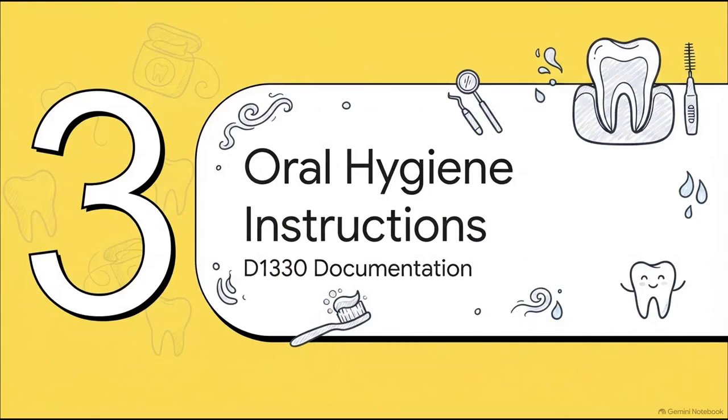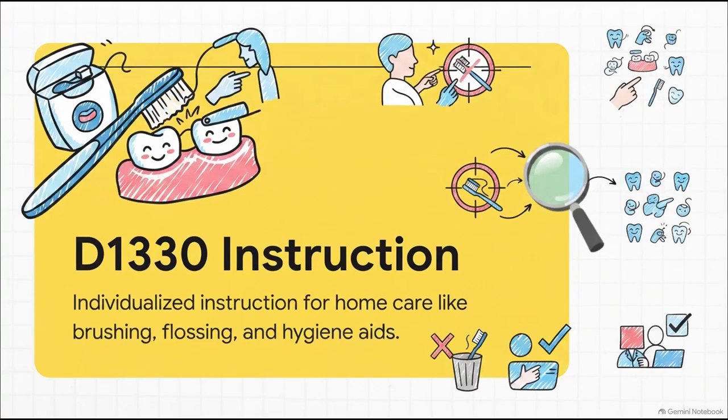Let's hit Section 3, Oral Hygiene Instructions, or OHI. Code D1330 is specifically for oral hygiene instructions. But here is the catch, and it's a big one. Handing a patient a free toothbrush and casually saying, hey, make sure you floss on their way out the door, that absolutely does not count. This code is reserved for dedicated, one-on-one, individualized instruction for home care provided directly by the dental professional. We're talking about a targeted, focused educational intervention tailored to that specific patient's needs.